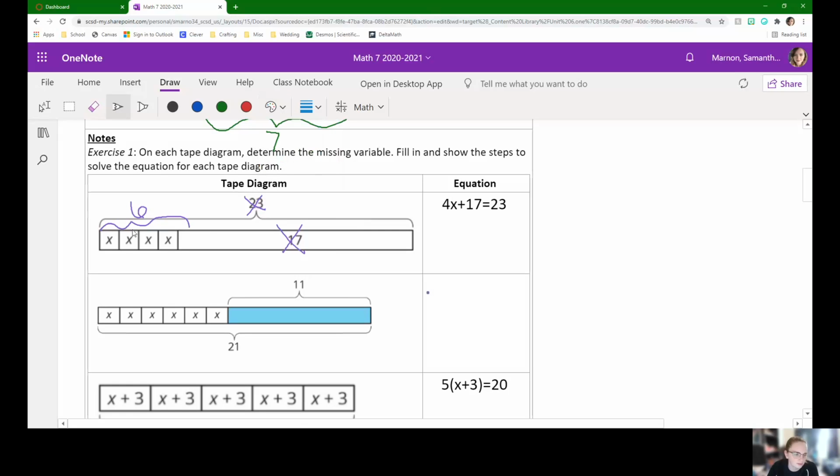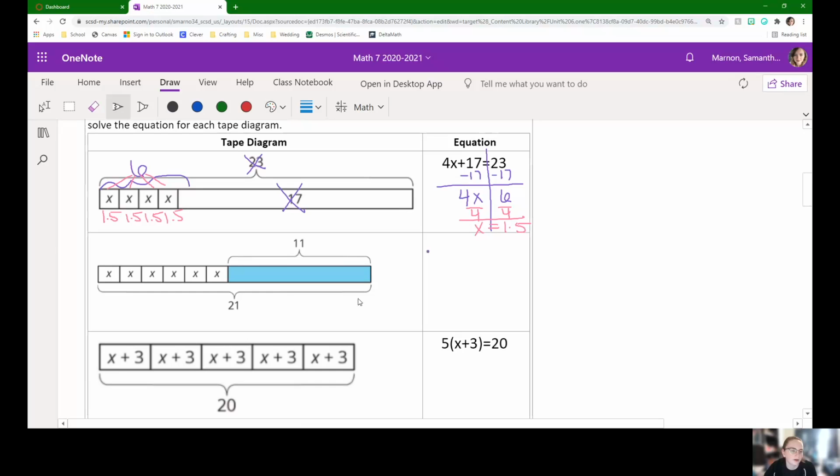If we want to split 6 up between these x's, we would have to do 6 divided by 4 and figure out that each x is 1.5. So we got that by dividing by 4. 6 divided by 4 is 1.5. On our equation over here, the first thing we did was we took away that 17, and we were left with just 4 x's or 6. Then what we did was we divided that 6 by 4. We found out that x is 1.5.